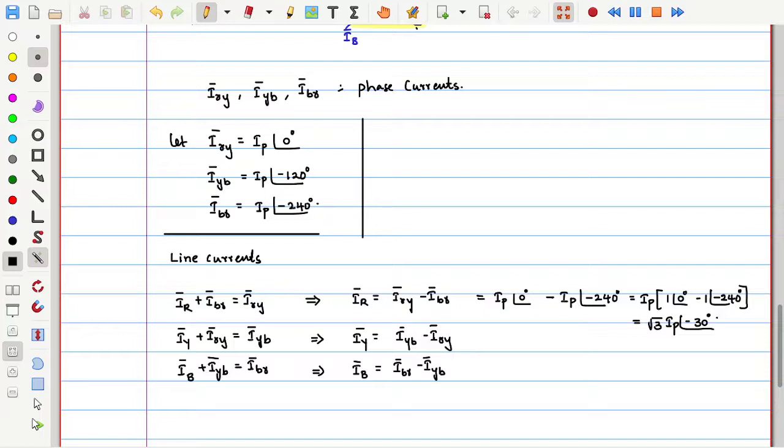Is my answer correct? Did all of you get the same answer or a different answer? Yes, it's minus 30 only, no issue. Similarly, find these line currents. So IYB, how much is IYB?